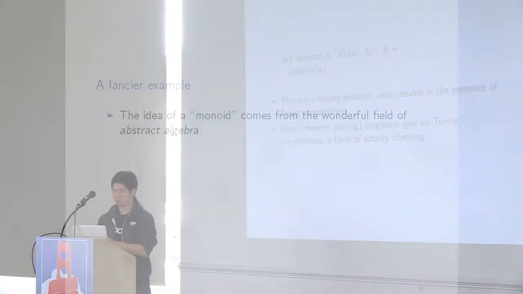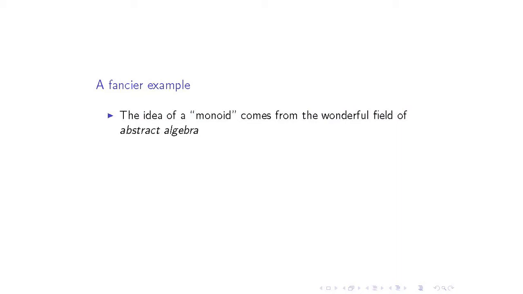Before we leave the world of parametricity, let's go to a fancier example. Earlier I mentioned the idea of a monoid. And monoid is sort of a weird word. Some of you might be thinking that I just made up the idea of a monoid that just happened to suit my needs for this particular presentation. But actually, it's a very well-defined concept, and it comes from the wonderful field of abstract algebra. And there are many more cool things we can take from it, right?